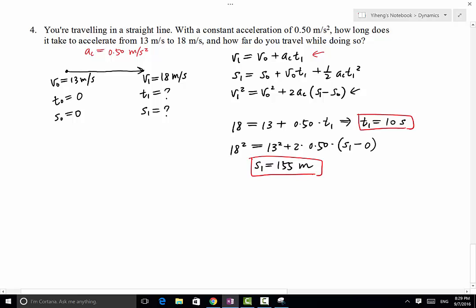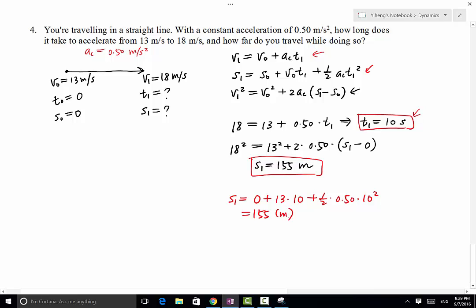But since in this problem, we have already solved T1 for the first part, at this point, it actually doesn't matter. You can use the second equation as well. Second equation says that S1 equals S0, which is 0, plus initial velocity 13 times T1 that has been solved for, times 10, plus 1/2 times 0.5 times 10 squared. So if you do that, it will give you the same answer, 155 meter.